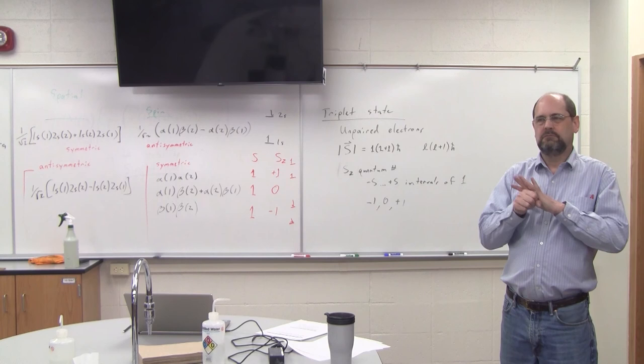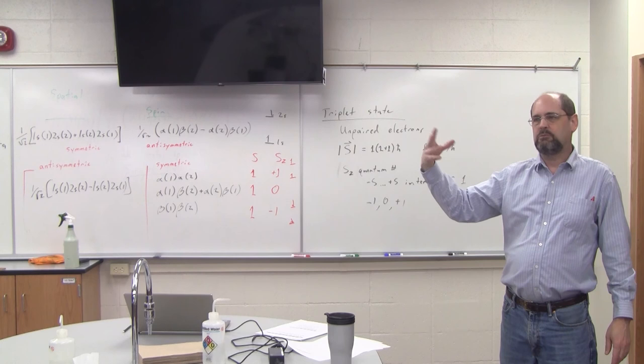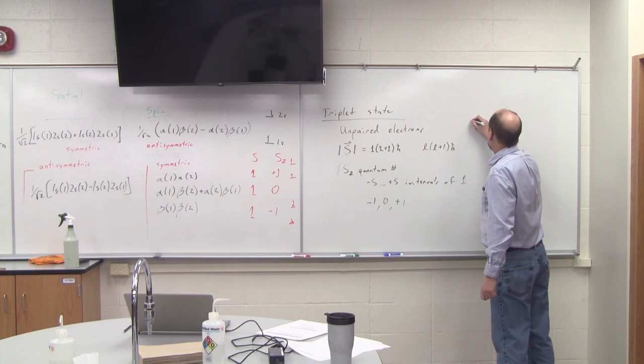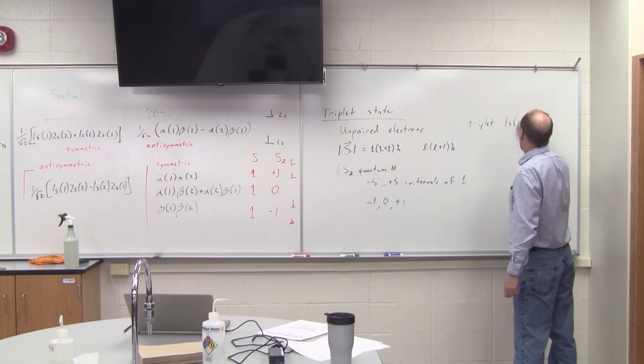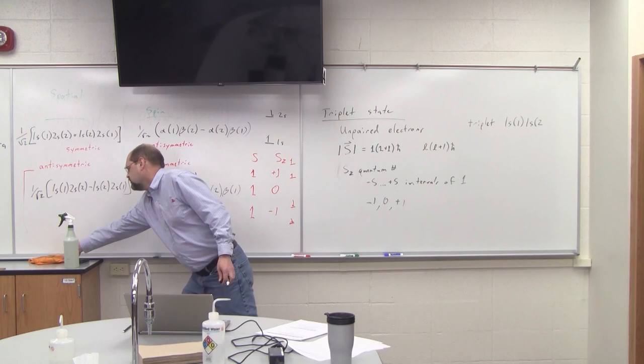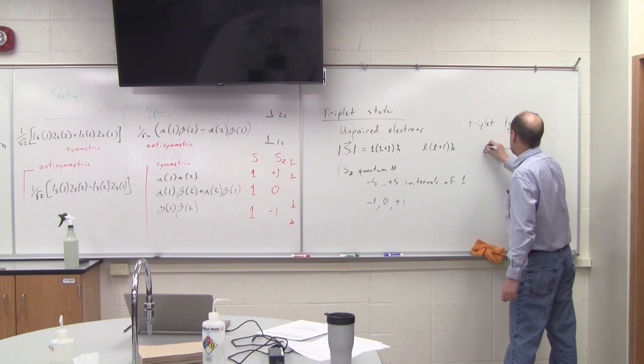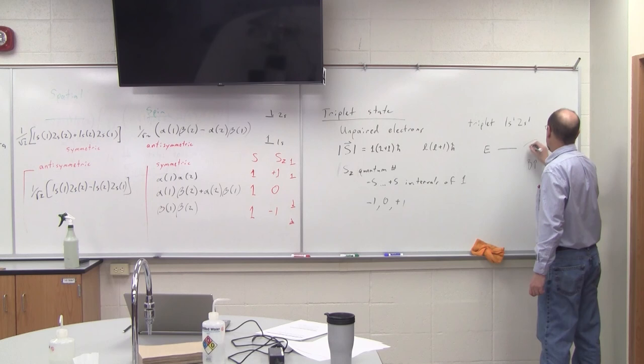Well, the electron spin is a magnetic moment. It's either going with the field, against the field, or perpendicular to the field. And so I have the triplet 1s(1), 2s(1). Well, I can't really write it that way. Triplet 1s, 2s. Energy, but then in a B field, what's going to happen is it splits into three possibilities.